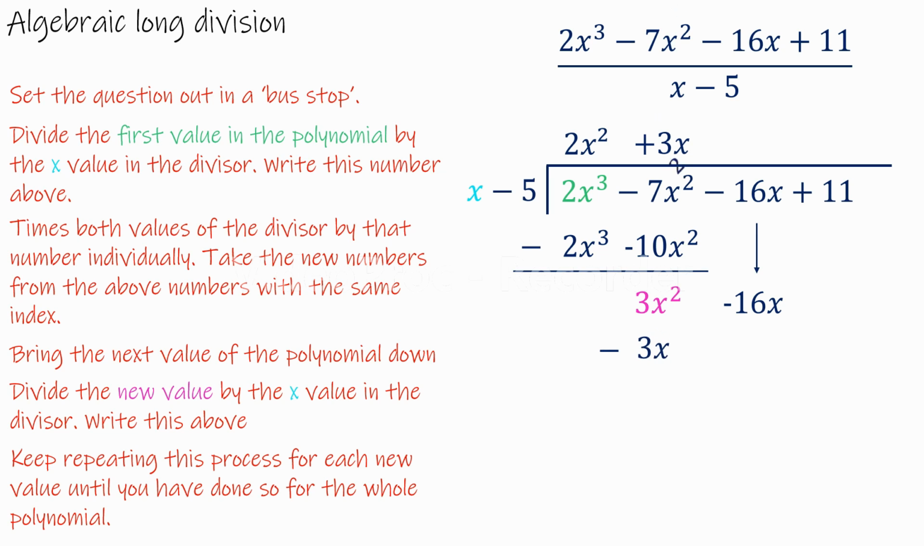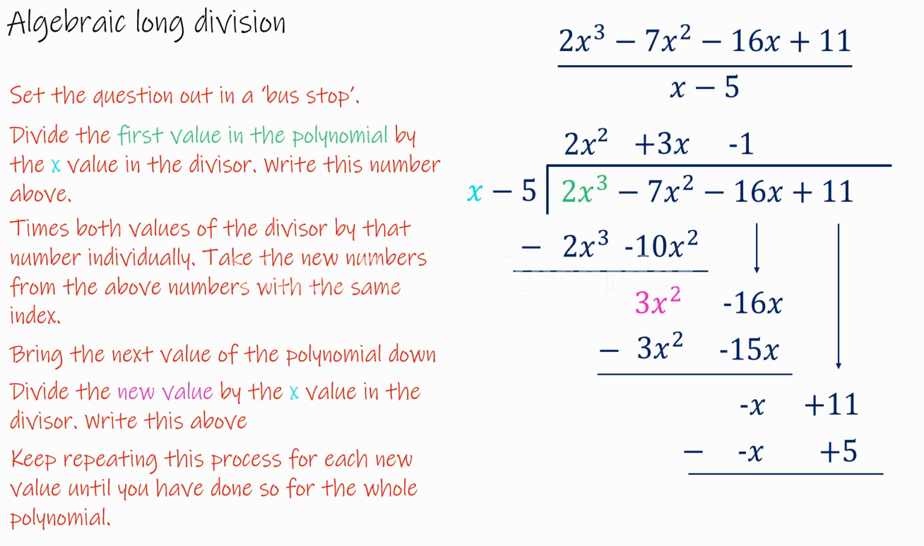So we're obviously going to take below, so we're going to have x times 3x, which is going to be 3x squared, which goes below our x squared value, and it is the same again. And then we're going to have minus 5 times 3x, which is going to give us minus 15x, and we take this from our x value, so we now have minus 16x minus 15x, which is going to give us a value of minus x. From here, again, we just need to do minus x divided by x, which is going to give us minus 1 after we bring down the 11.